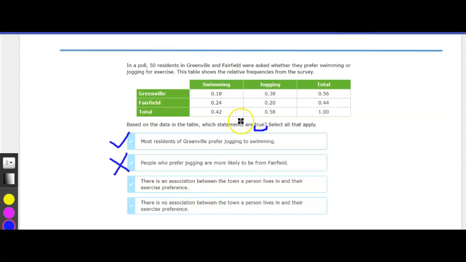All right, there is an association between the town a person lives in and their exercise preference. So, I mean, maybe, yes, but Fairfield is kind of like too close to call. And Greenville is more split. Like this is a bit higher than this one. So, I don't know if I would go with that. I think that the Fairfield numbers are too close. And then there is no association. Yeah, I agree. I don't think the town, in this instance, really matters about what your preference is.